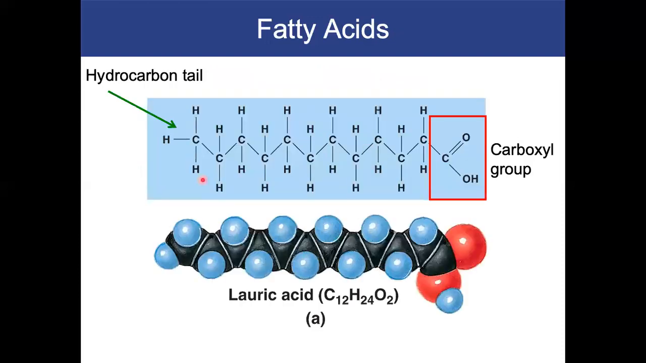So here's a fatty acid tail. This is lauric acid. Here's your hydrocarbon chain, right? Carbons with hydrogens off of it. And then here's your carboxylic acid group, or your carboxy group. This is a C double bonded to an O to an OH. And again, this could be COO minus, and it would still be the carboxy group. This is actually lauric acid, and this is what it looks like.